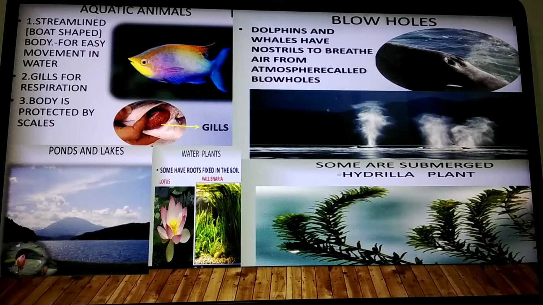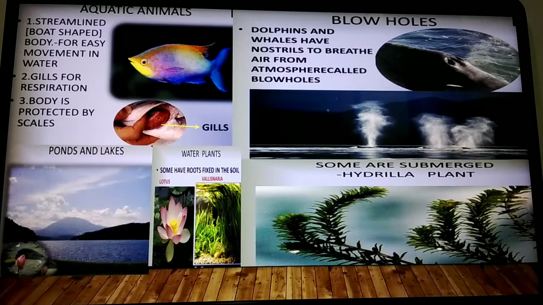Now coming to the freshwater habitat and saline water, some kinds of fishes will be present. The body of the aquatic habitat animals will be streamlined, that is, the shape of the body will be like a boat, so it will easily cut through the water and swim, and gills are present for respiration, and the body is protected by scales.